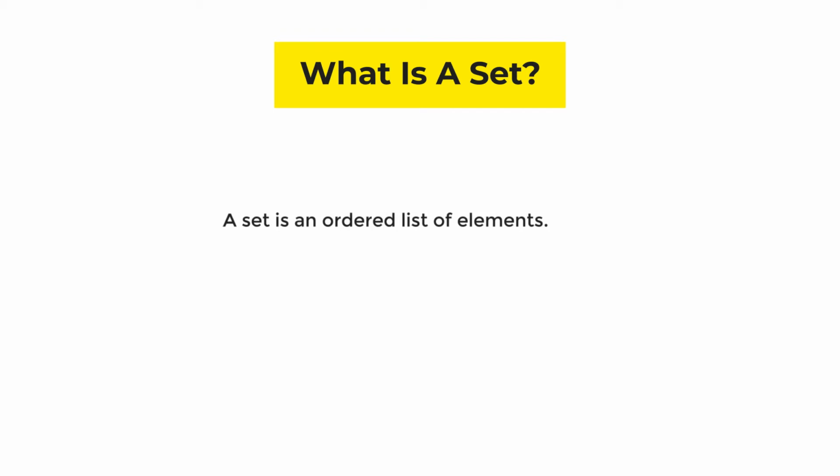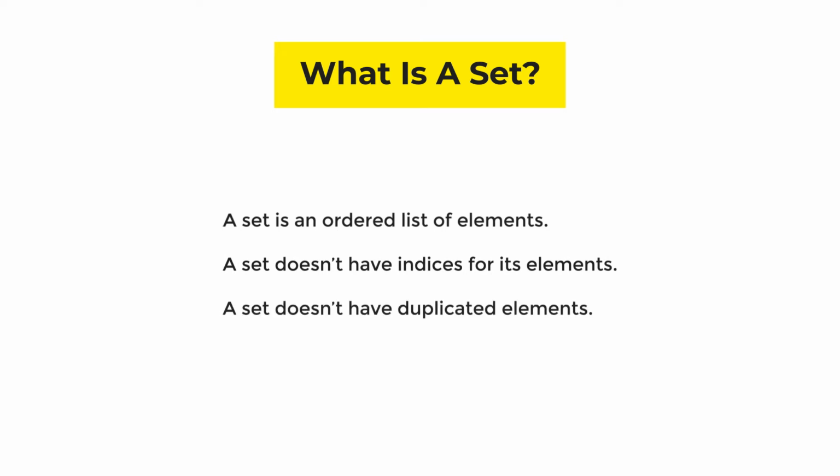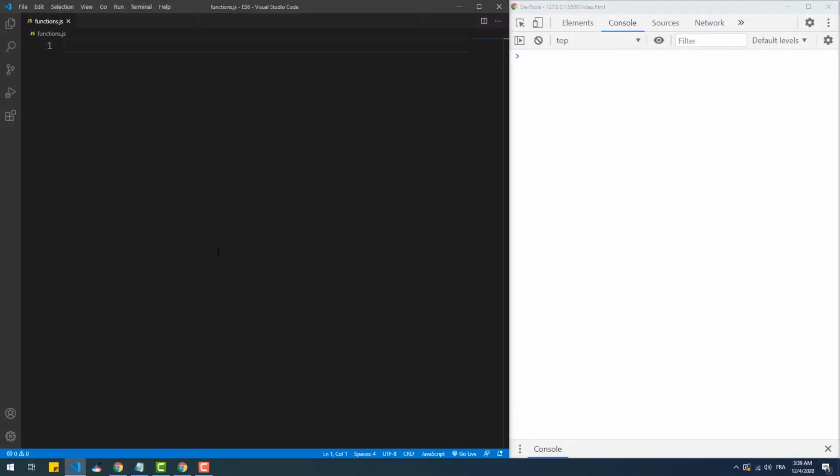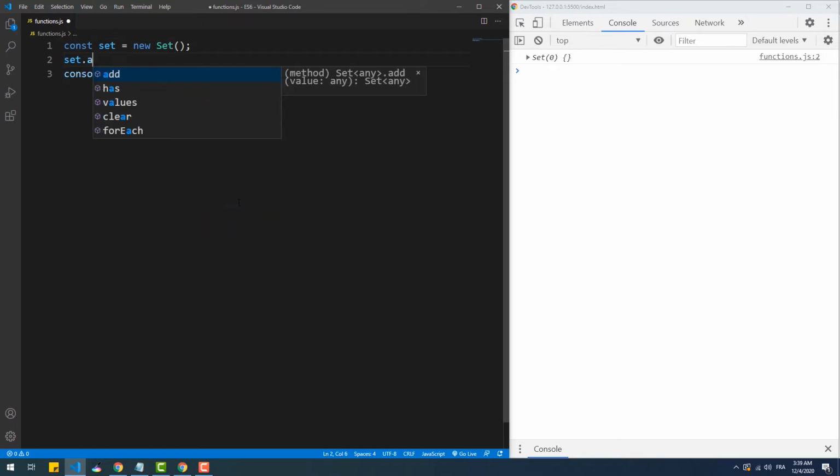Similar to arrays, sets are basically ordered lists of elements, but unlike arrays, sets don't provide indices for their elements nor allow their duplication. To create a set, we need to instantiate it from the Set class using the keyword new. That done, now we have an empty set. To fill it with elements, we need to call the add method on that instance.